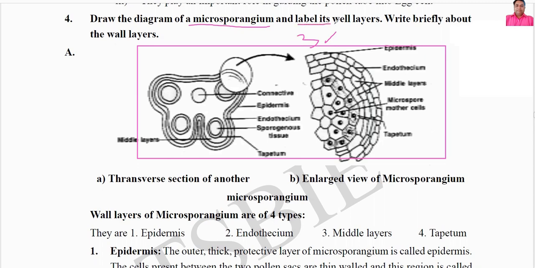Label its wall layers. Write briefly about the wall layers.